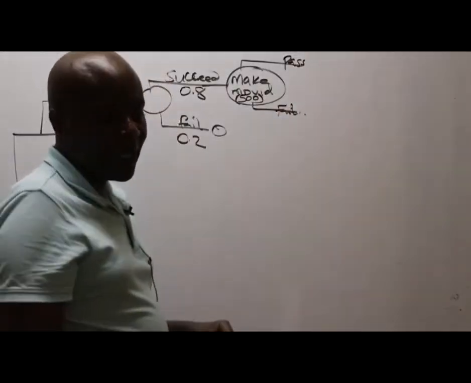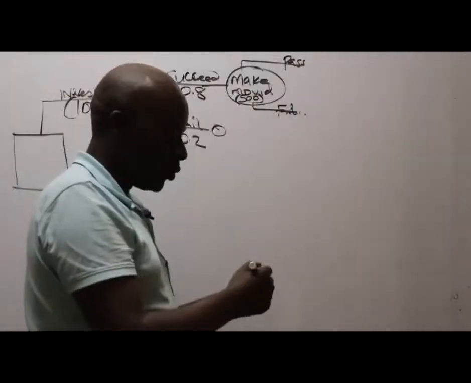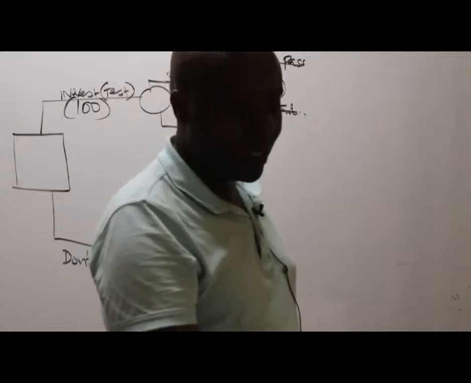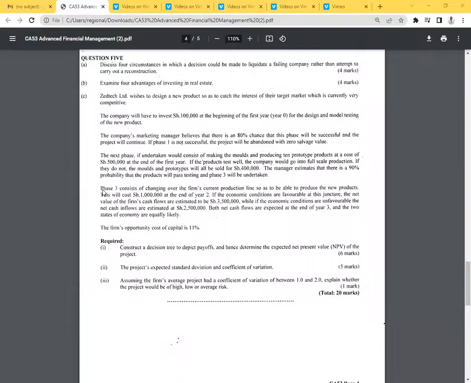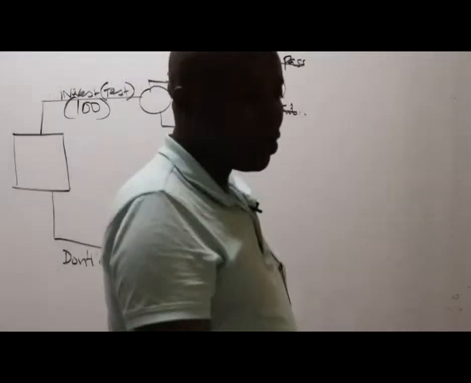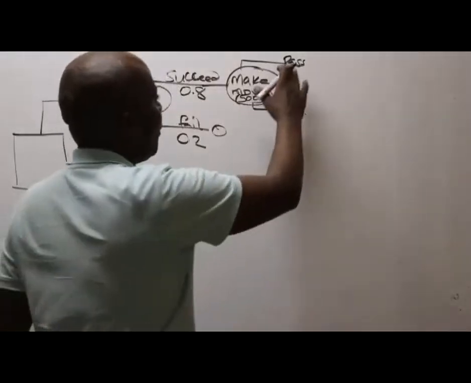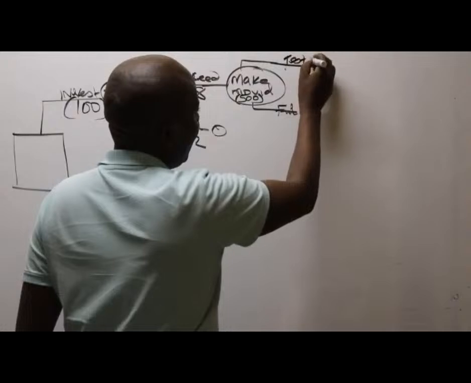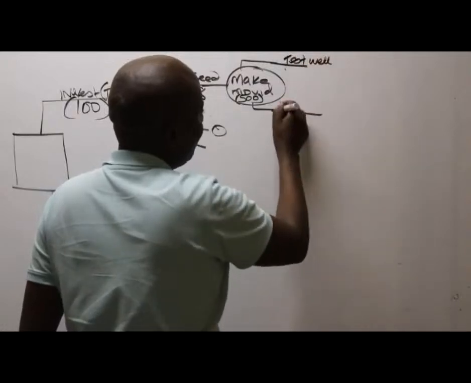They fail the test. So it's either they pass the test, or they fail. Always use the language given by the examiner. Like now he has told us that if the products test well, it's about testing well. If they test well, the company will go into full scale production. If they do not, the molds and prototypes will all be sold. So it is either these prototypes test well, or they test otherwise. So it's important to use the language used by the examiner. They could either test well or test bad.